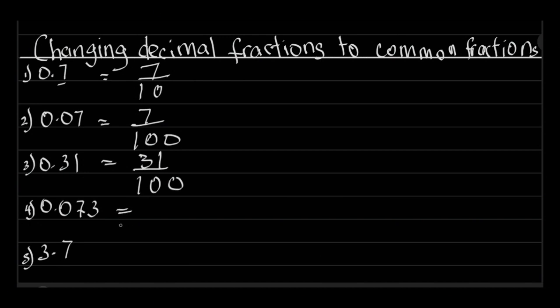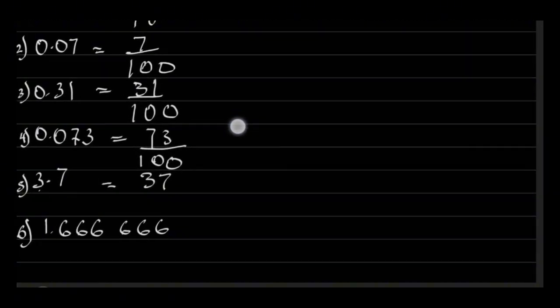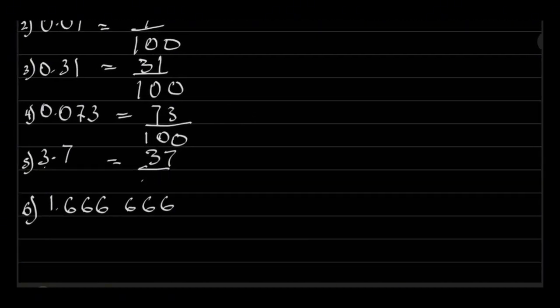2 decimal places. Then with number 4, we have 73 as the significant figures. And then how many decimal places? 3 decimal places, so that would be over 1000. Our significant figures are 37 all over 10, because we have only 1 decimal place, so all over 10.